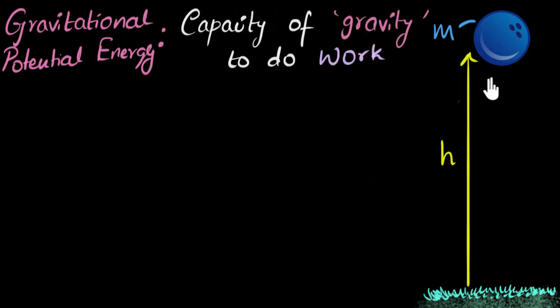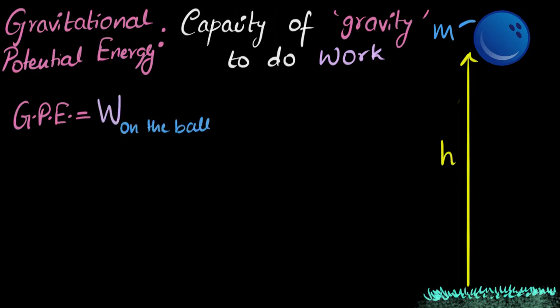So over here, if gravity can do, let's say 100 joules of work in moving that ball down, then we will say gravitational potential energy is 100 joules. If gravity can do only 2 joules of work, then we will say its potential energy is only 2 joules. Okay, so from this we can immediately say the gravitational potential energy by definition should equal how much work gravity can do on the ball.